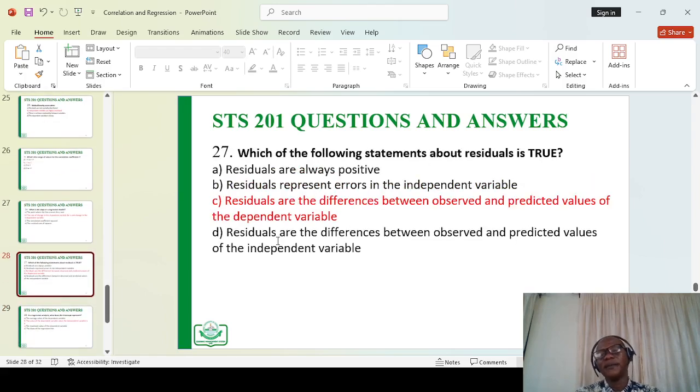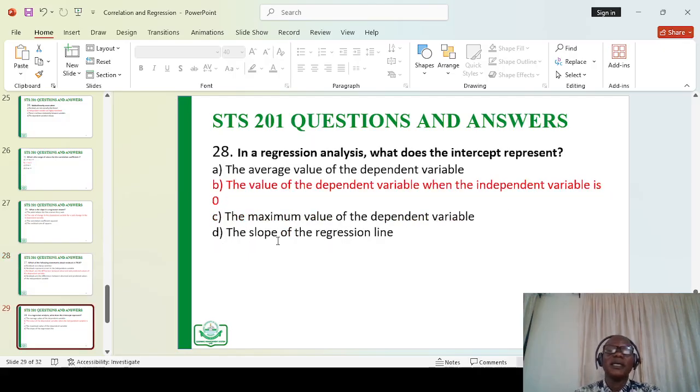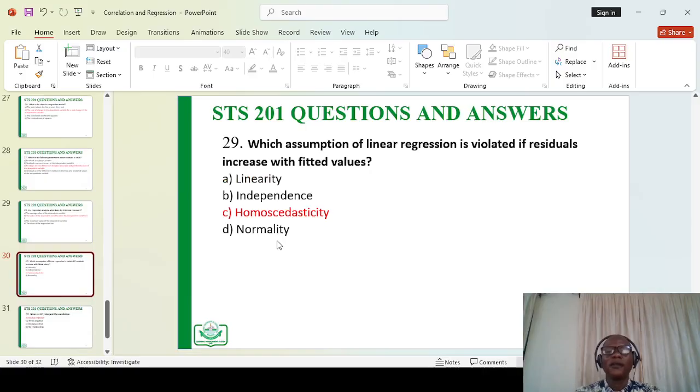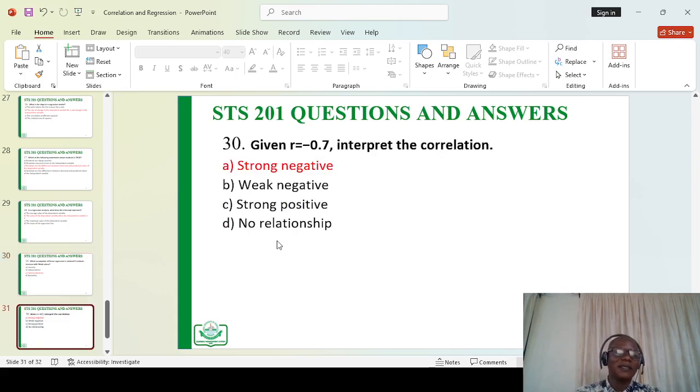Which of the following statements about residuals is true? Residuals are the differences between observed and predicted values of the dependent variable. So C is the correct answer. In a regression analysis, what does the intercept represent? The intercept means the value of the dependent variable where the independent variable is equal to 0. So B is the correct answer. Which assumption of linear regression is violated if residuals increase with fitted values? Homoscedasticity. So C is the correct answer.